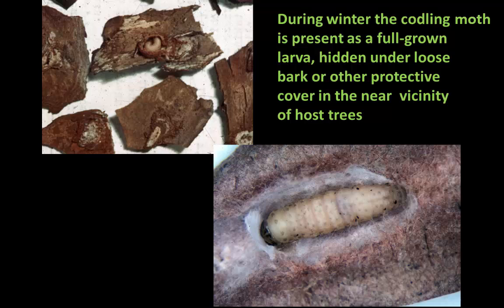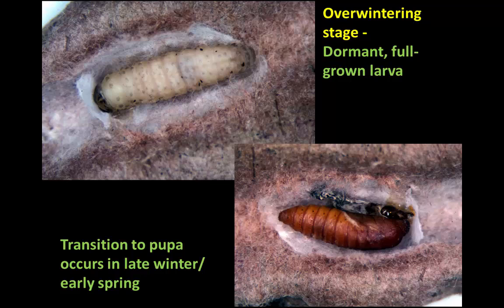During the winter time, the codling moth is present as a full-grown larva, so come winter, they find that location that's protected for them to get through the winter time, but do not pupate until the following spring. So again, under a bark flap or something similar, they'll pupate in spring, and the picture on the lower right indicates a larva that has undergone pupation, and later the adults will emerge.